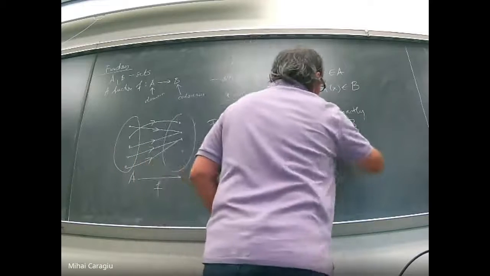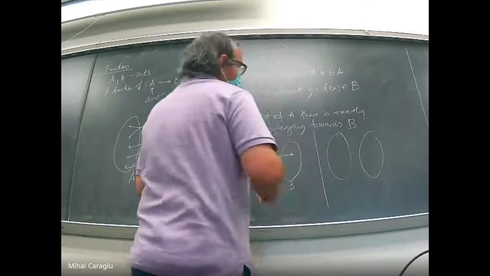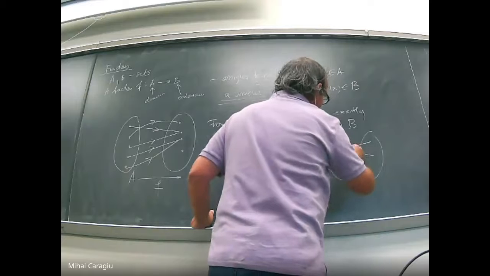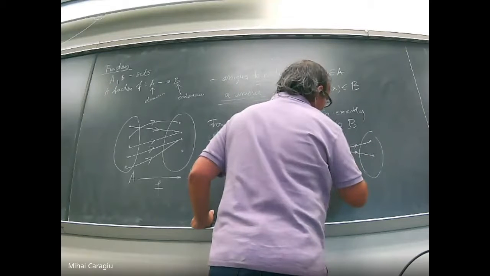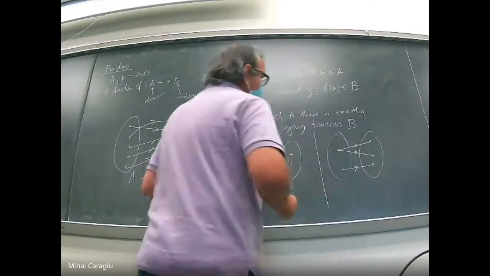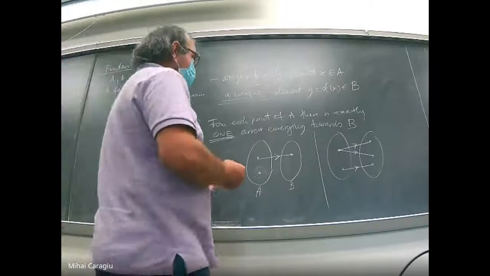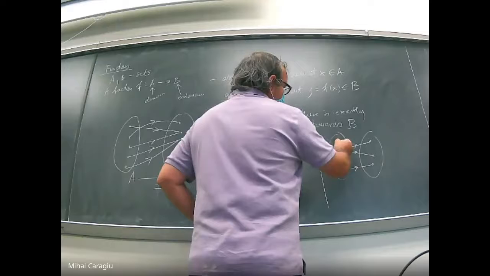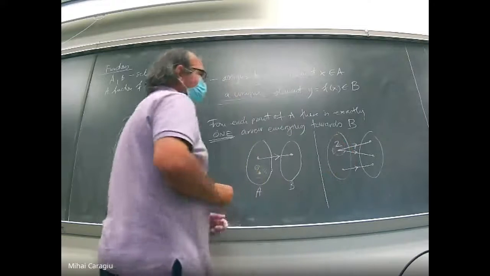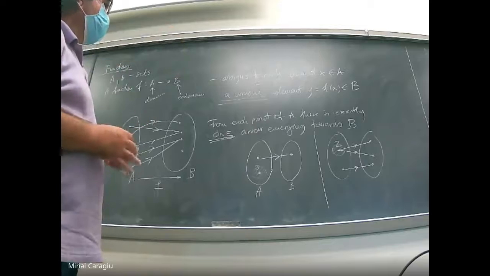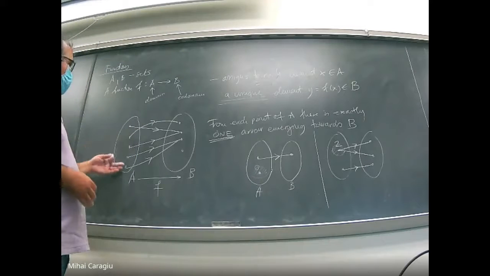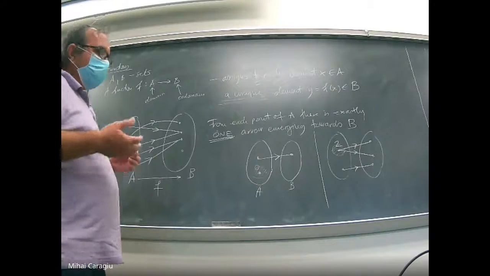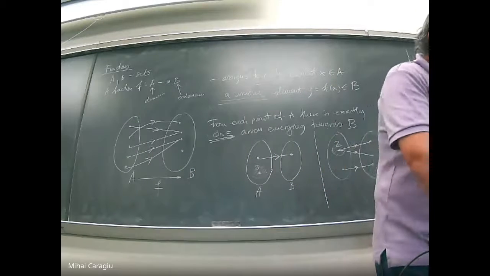Also, another example of a not a function is this one. This is again not a function because in the previous example there were zero arrows emerging from this point. In this example, there are two arrows emerging from this point, which makes it not a function. So a function is: from each point of A, there is exactly one arrow emerging towards B. Okay.